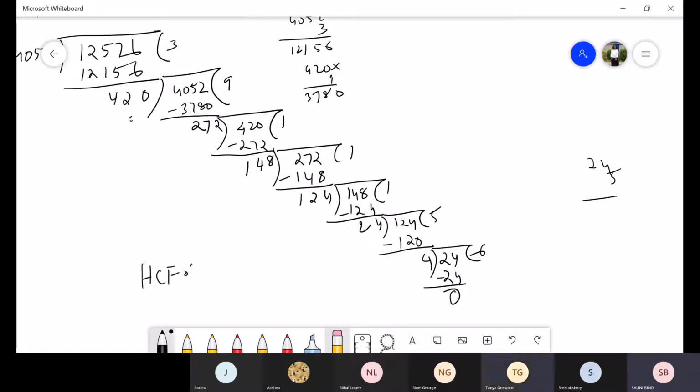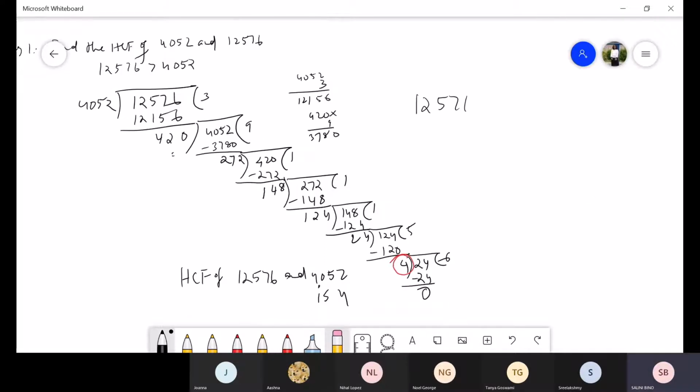So the HCF of 12,576 and 4052 is 4. So this is the HCF.